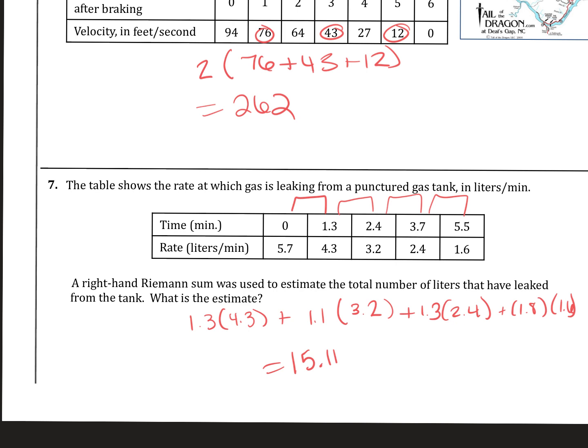I did 2.4 minus 1.3. I'm finding the width between these two. We did something, but we got the right answer. So then you did 3.7 minus 2.4. Yep. We did something. We got it right. I don't remember how we did this. Is this Monday or Friday? No, Monday. 1.3 times 4.3 plus 1.1 times 3.2 plus 1.3 times 2.4 plus 1.8 times 1.6. Look what I put.